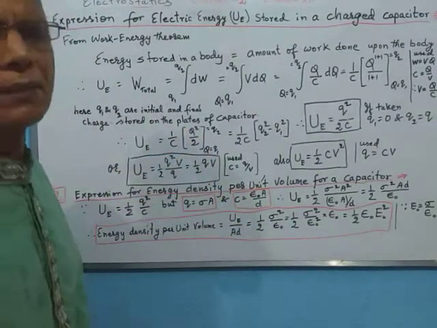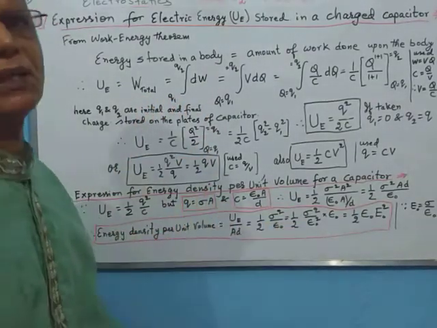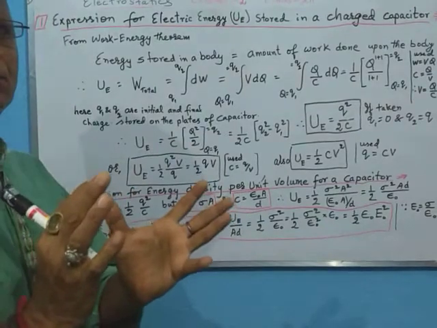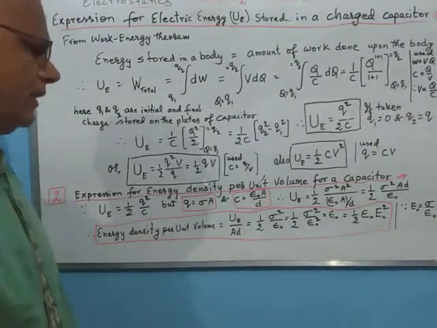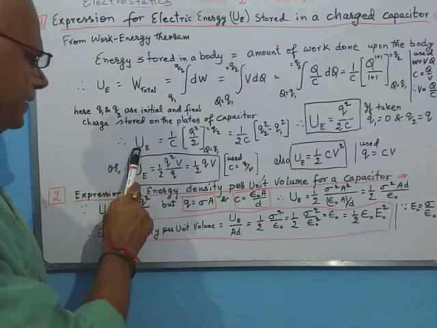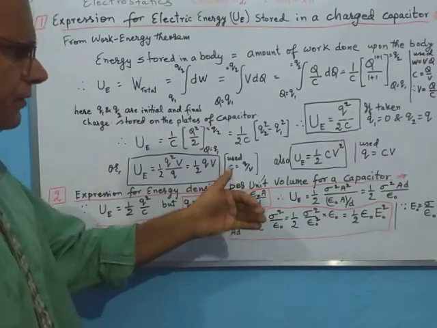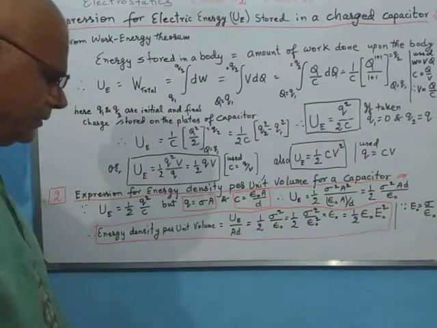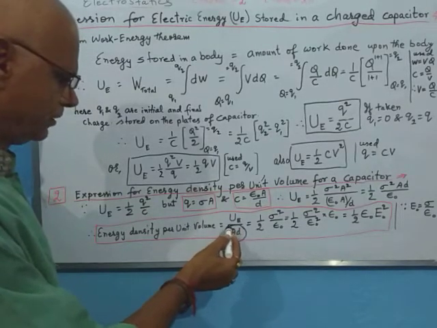Now what is the volume of the capacitor? If the cross sectional area, the plate area, is A, and the separation between the plates is D, then the volume of the capacitor, meaning the total space occupied by the capacitor, will be A into D. We have already found the electrical energy stored, and dividing it by the volume of the capacitor AD, we get the energy stored per unit volume.